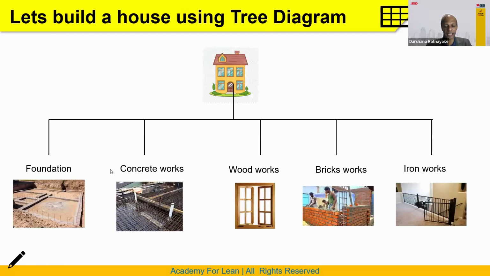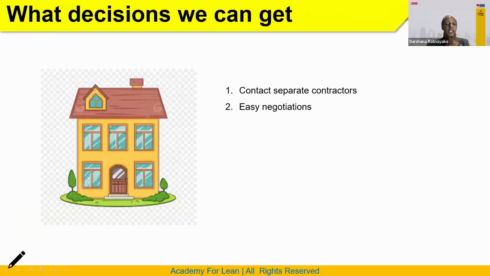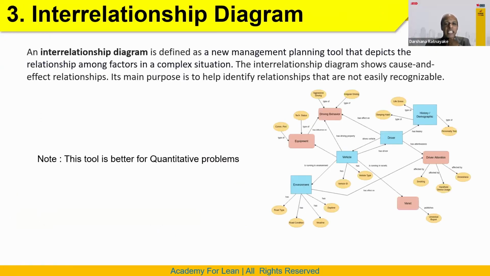Right, here we go to the third one. We are moving to the third tool, the interrelationship diagram. This is the third TQM tool.